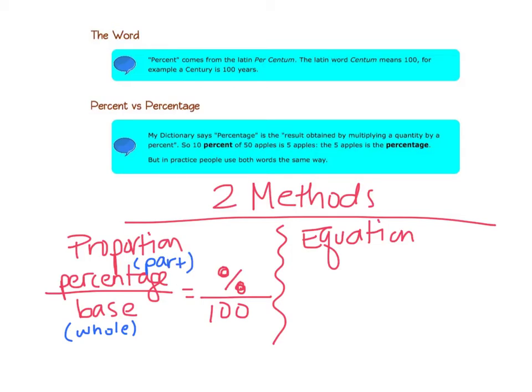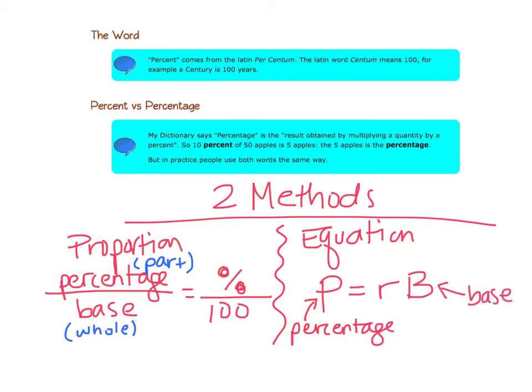The percent equation is a little bit different. It's P for percentage equals R times B. Okay, and again, P is percentage, also known as the part. The B is the base, and that's the whole thing. The R is the rate, and that is the percent as a decimal, or in decimal form. So those are the two methods we'll be using.